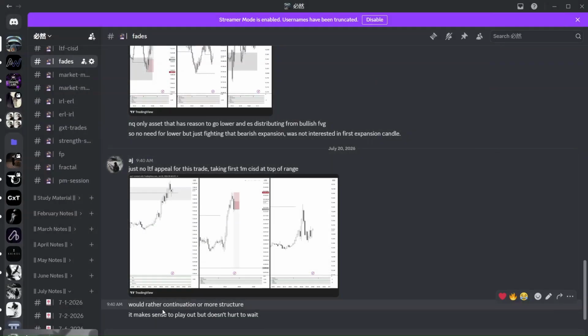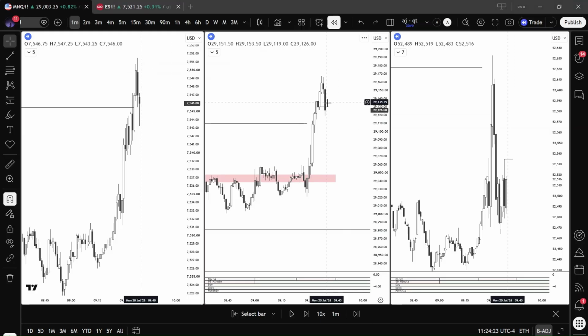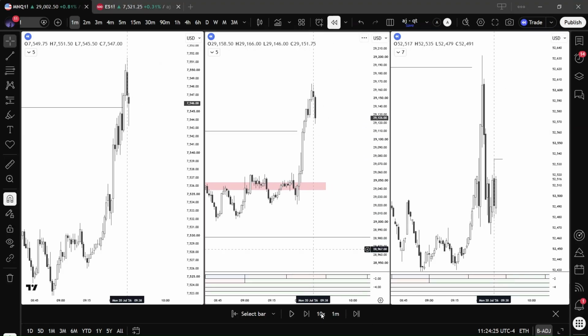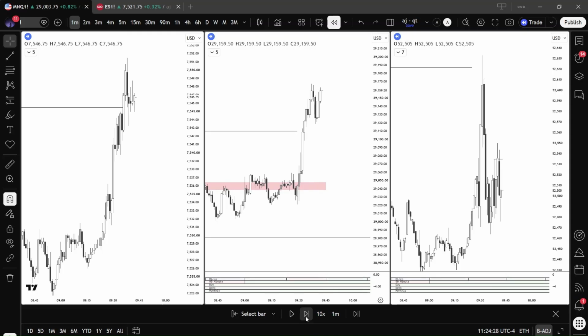If it could, I'd rather play continuation or wait for more structure. It makes sense to play out, but it doesn't hurt to wait. So on a Monday, I don't want to just jump in on the first CISD at high of day. I'm just going to wait and be patient. And what happens is exactly what I want.